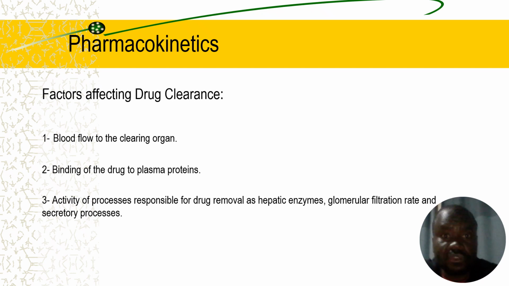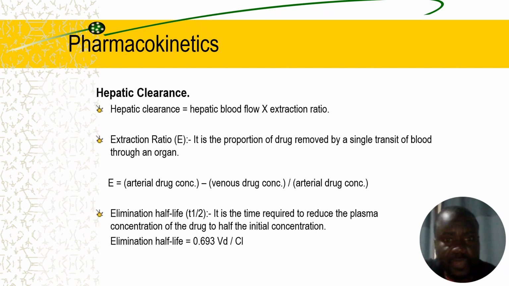What are the factors that will influence drug clearance? The blood flow is important, binding of drug to plasma proteins. So the more the drug is bound, the less clearance. Activity of processes responsible for drug removal, such as hepatic enzymes, glomerular filtration. So when all these processes are very active, you find that drug clearance will also be very high. Hepatic clearance is a function of blood flow and extraction ratio. So the more blood flow happens to the liver, the more the drug is cleared.